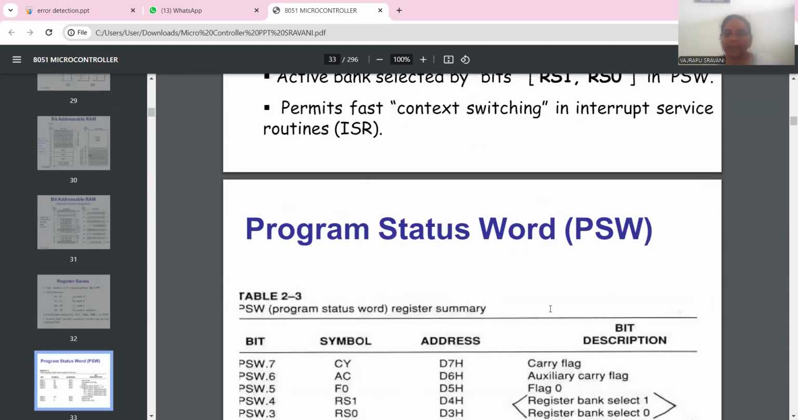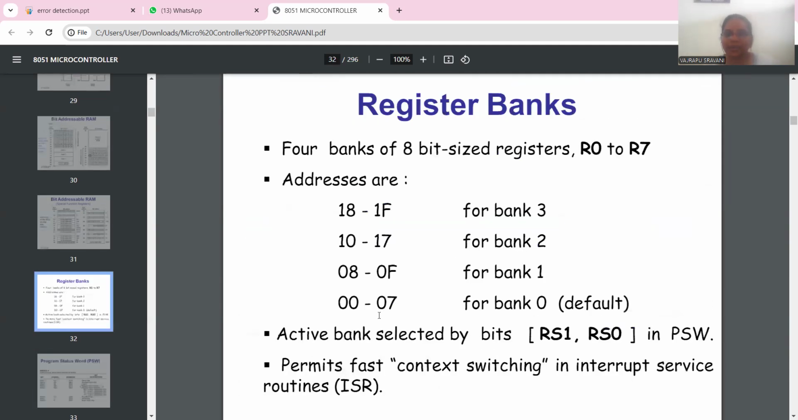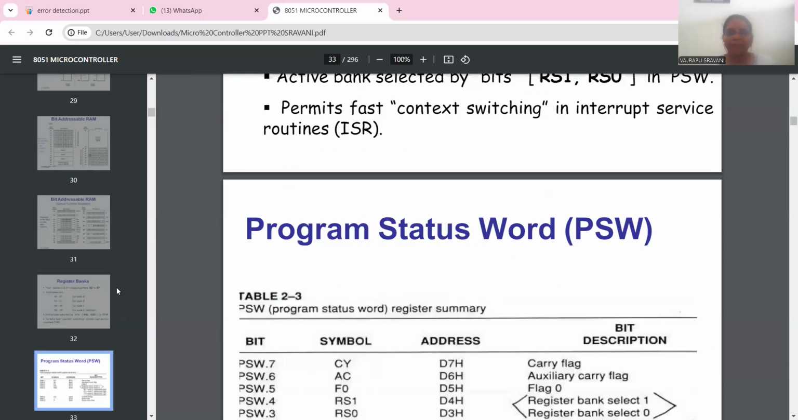Bank 0, I explained already. Bank 0 is from 00 to 07, 08 to 0F is bank 1, 10 to 17 is bank 2, and 18 to 1F is bank 3. That is selected by using RS1 and RS0. We can select the banks.